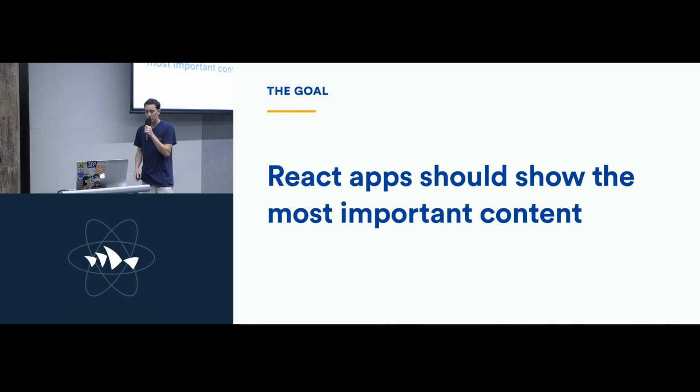So the goal of all of these tools and Suspense is to ensure that React apps can always show the most important content. It has this theme of prioritization, and with these placeholder components and the like, you will be able to easily ensure that what data is shown to the user is the most important thing to show in your app at any given time.